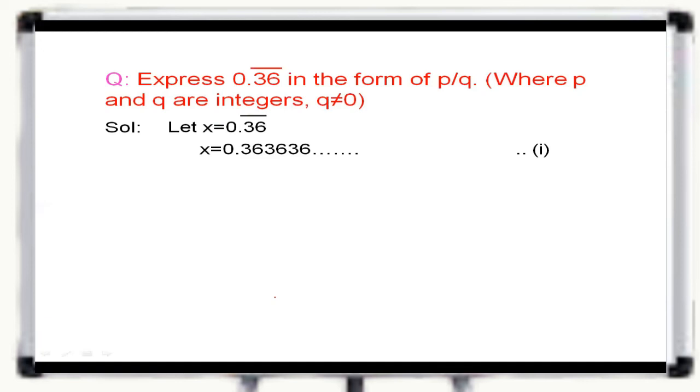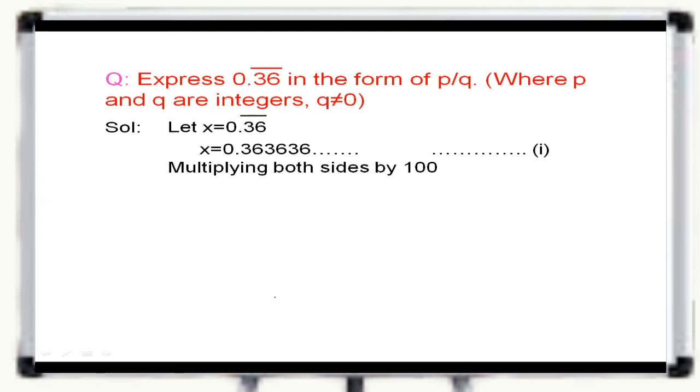Now multiply both sides by 100. Here the repeating part is 3 6. We find that two digits are repeating, that is 3 6, so we have to multiply both sides by 100. If three digits are repeating, we have to multiply both sides by 1000. If one digit is repeating, we have to multiply both sides by 10. Here two digits are repeating, so we multiply both sides by 100.